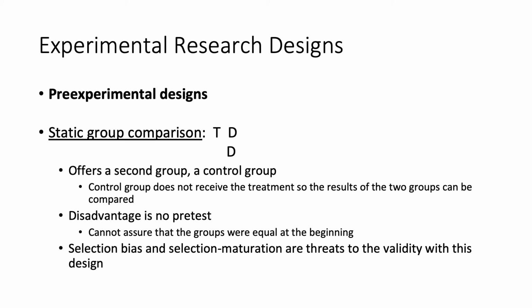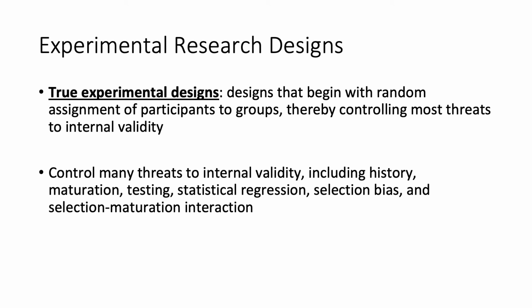So in this design, selection bias and selection maturation interaction are threats to the validity. It is sometimes, though, used of necessity when circumstances do not readily allow random assignment of participants. True experimental designs are designs that begin with random assignment of participants to groups, thereby controlling most threats to internal validity. So by requiring random assignment of participants to groups in these designs, it helps control for internal validity threats such as history, maturation, testing, statistical regression, selection bias, and selection maturation interaction.